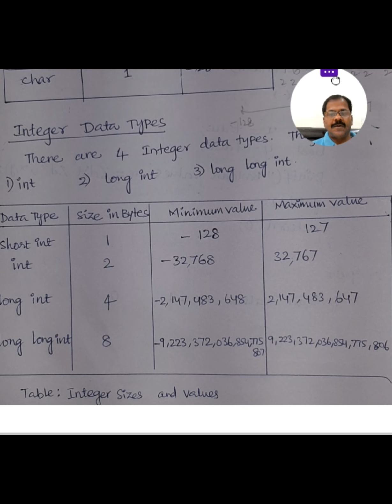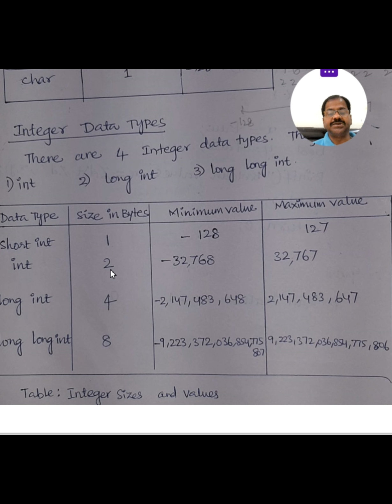They are short int, int, long int, long long int. You see here short int. Short int size is 1 byte. The size 1 byte means a total of 8 bits, 2 to the power of 0 to 2 to the power of 7, 256. So on a number line we can represent minus 128 minimum value, maximum value 127.